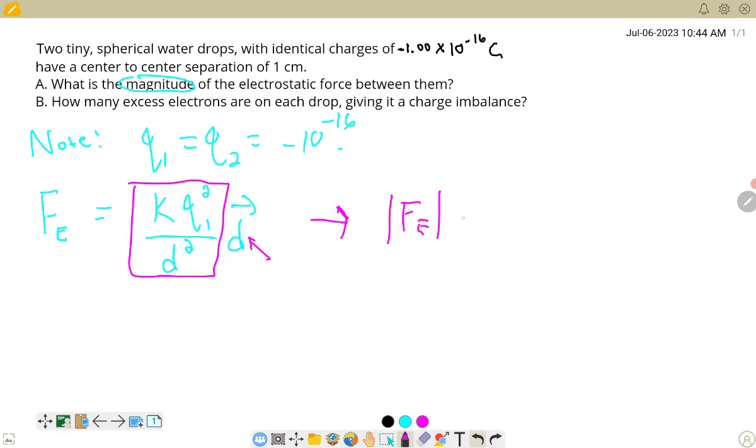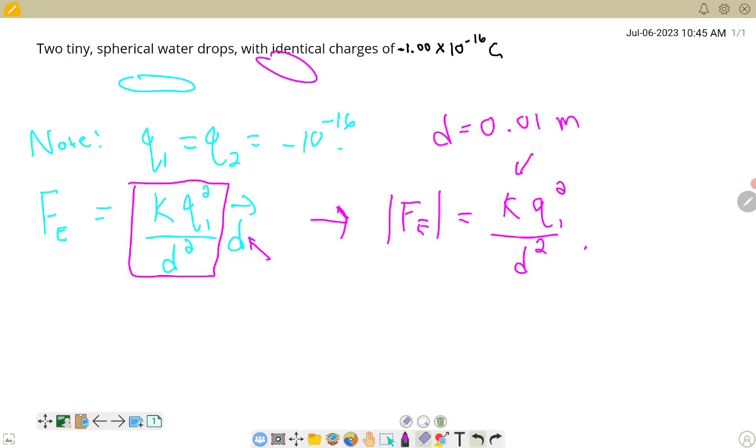So the magnitude of the force, looking at this vector, is just the part that's boxed in there, not the unit vector. So the magnitude is just going to be k times Q1 squared divided by d squared. Now we're going to need to get this constant k, and as I mentioned, we also have to be careful because d is in centimeters and we need to convert it to meters. So I'm going to do that as I have just done. It's 0.01 meters, or 10 to the -2 meters if we want to write it that way.